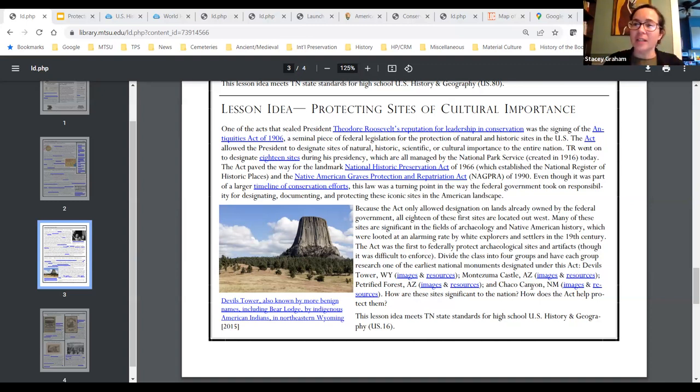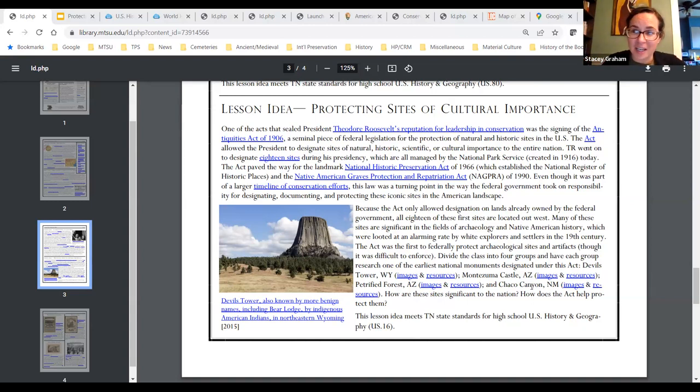And so I talk a bit about that in this first paragraph and how it really sets the stage for the really, really big landmark legislation in 1966, which is the National Historic Preservation Act. And that's the one that creates the National Register of Historic Places, which most people have heard of, and a lot of the other things that have more of a felt impact.